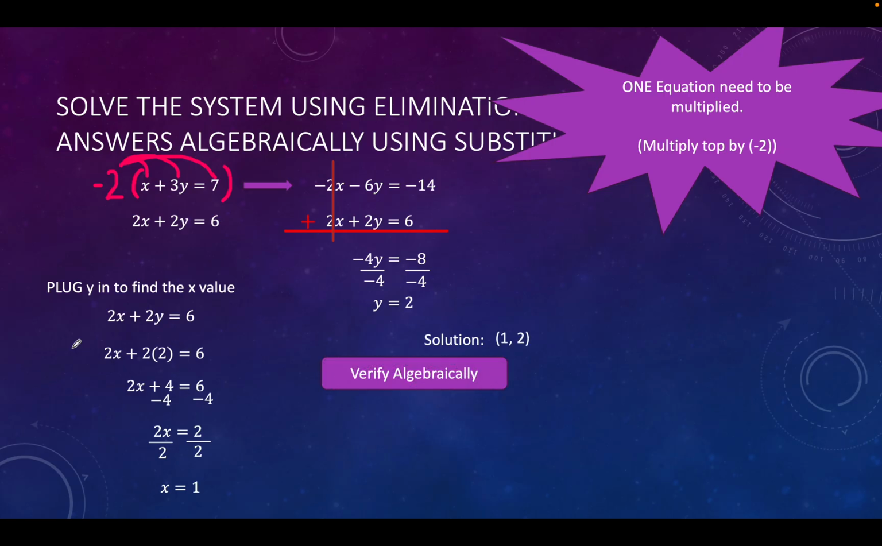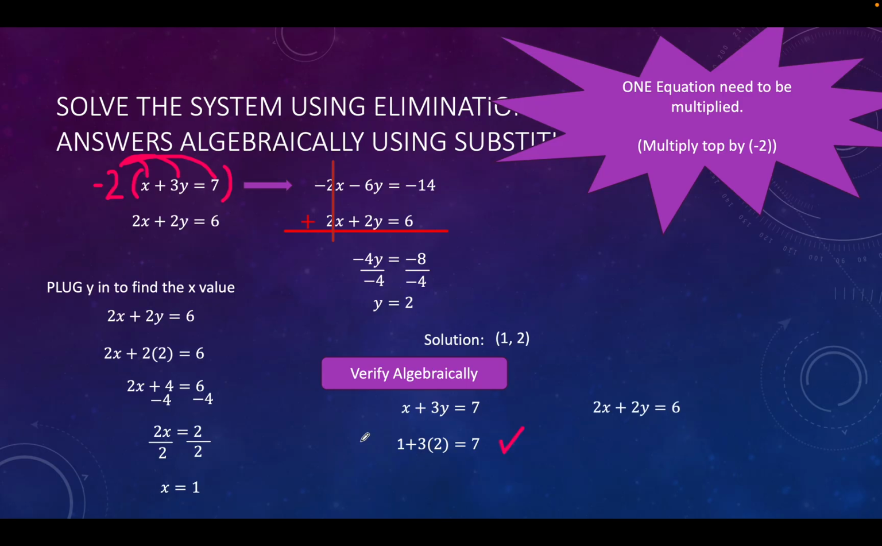Let's verify it algebraically. So if we take the equation we didn't use yet, our x plus 3y equals 7, we can plug in the 1 for x, plug in the 2 for the y, and we can try to verify. 1, 3 times 2 is 6. 1 plus 6 equals 7.